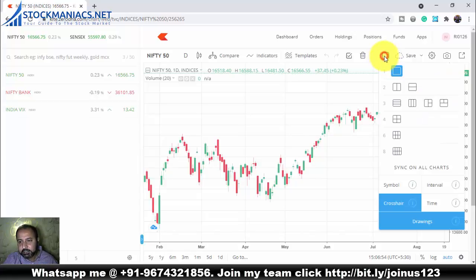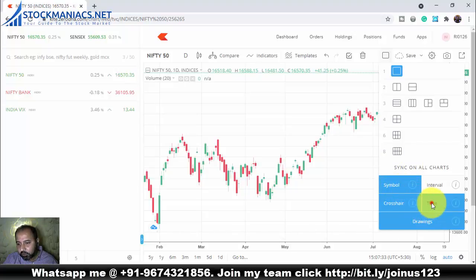I will just click here, and here you can see two charts like this. This is tiled vertically, this is tiled horizontally. You can see 3 charts tiled vertically and horizontally both. You can see 4 charts and so on. So I will be checking 4 charts, and before that I will make sure I sync the symbol on all the charts.